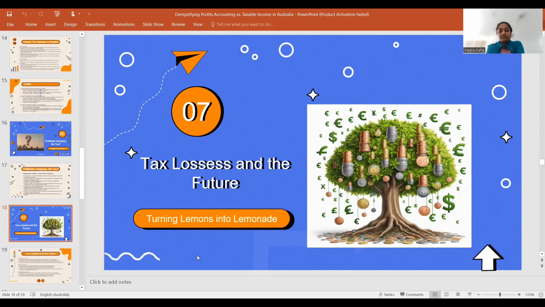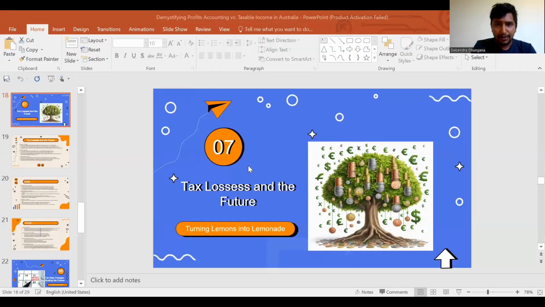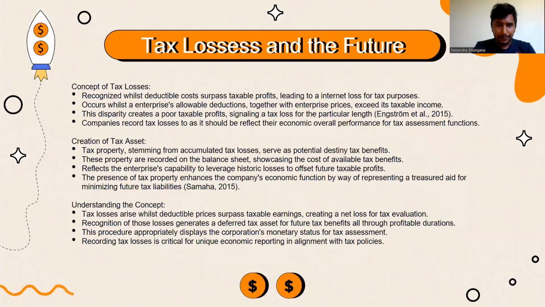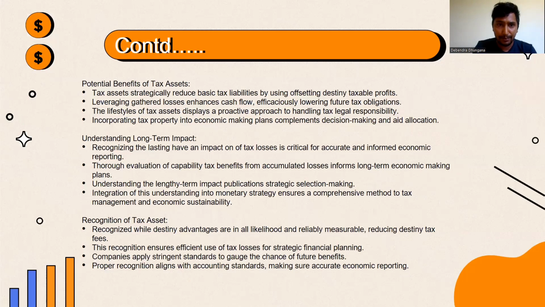Thank you. Let's talk about tax losses and the future. Tax losses definition: tax losses occur when a company's deductible expenses surpass its taxable income. These losses are a natural part of business operation and can result from various factors. Importance of accurate financial reporting.